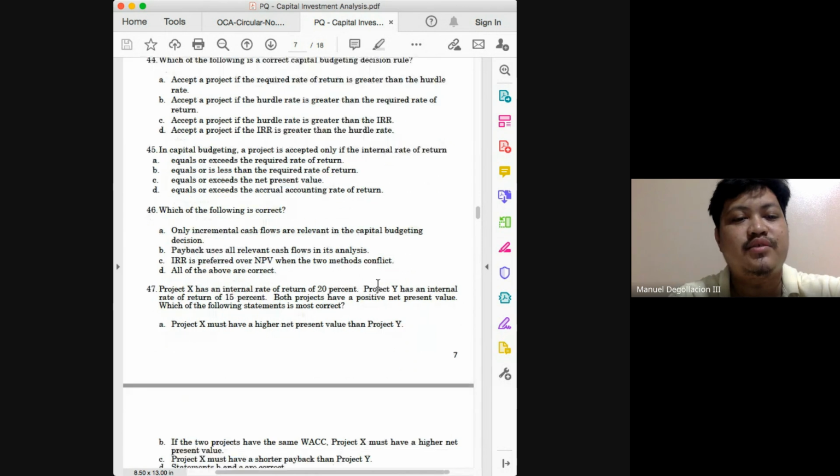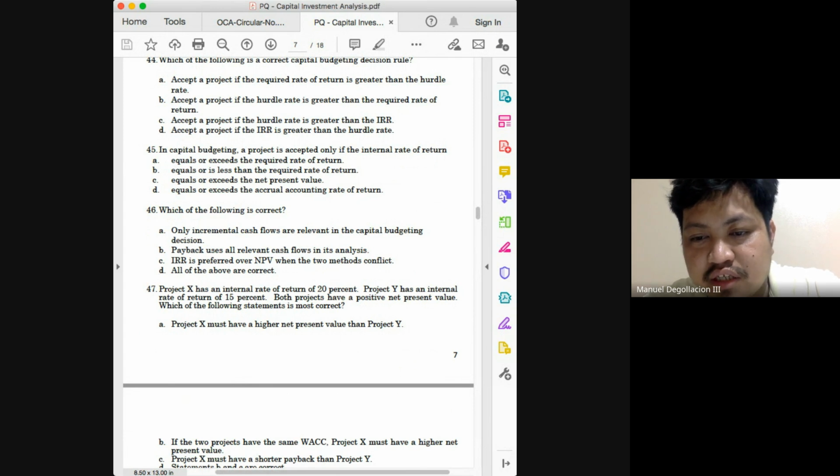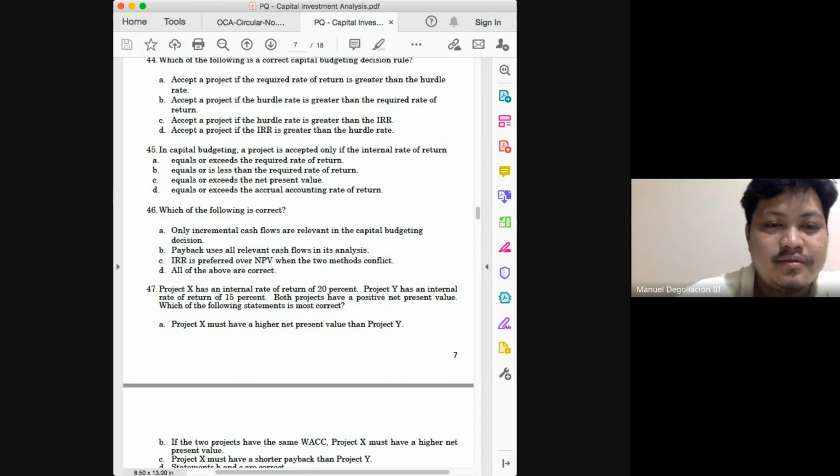Next, 46. Which of the following is correct? The answer here would be letter A. Only incremental cash flows are relevant in capital budgeting decisions. Letter B is wrong because, again, the payback period method does not consider cash flows after the payback period. And then letter C is also wrong because IRR is not preferred over the NPV method.